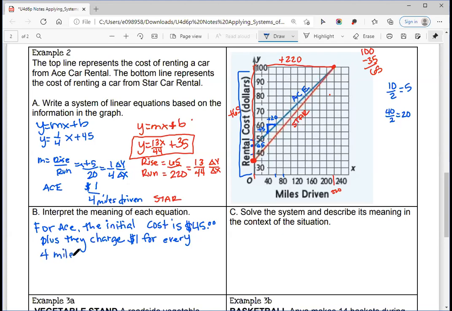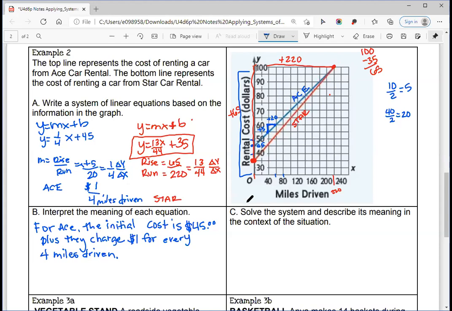Can anybody think of another way to say that? How much do they charge per mile? What is 1 divided by 4 if I put it in decimal form? There you go. So they actually charge 25 cents per mile. And that might be something that they put on their poster, like, come to Ace, we're the best deal. We just charge 25 cents per mile. And then in small writing, they'll put initial charge of 45 bucks. That might be the way you would want to present that.